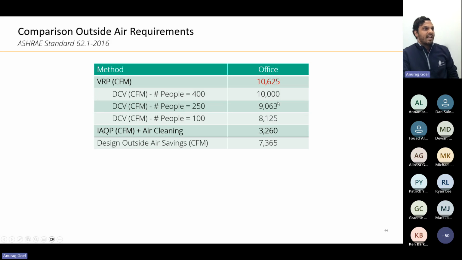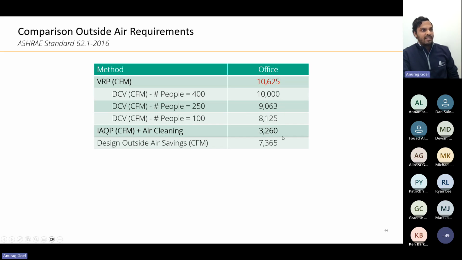So in a VRP case, I'm sizing a 10,625 CFM ventilation system. With the IAQP, I am now able to size enough air cleaning. In this example, it's about 4,000 CFM of cleaned recirculated air. And by doing that, we're able to reduce the total ventilation requirement to 3,260 CFM. So there's almost a 70% savings here against the VRP.